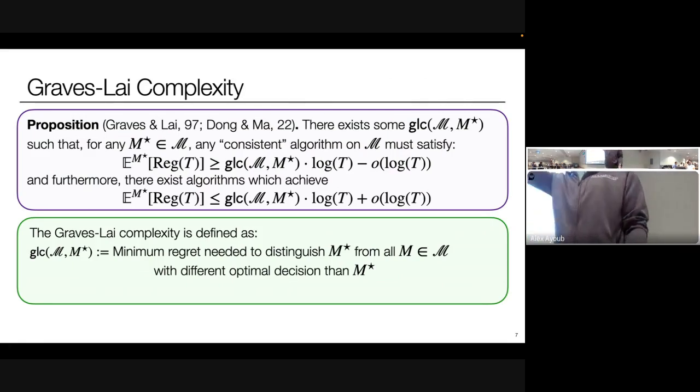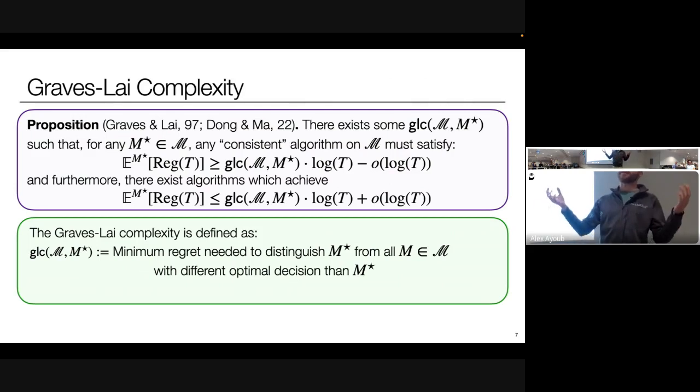Sorry, I really want to know what consistent means. It means that you have sublinear regret on any instance in the class. What this is doing is eliminating pathological algorithms that just play the optimal action on M star. We need to get rid of that. So you say that on any instance, it will have at least small o of T regret.